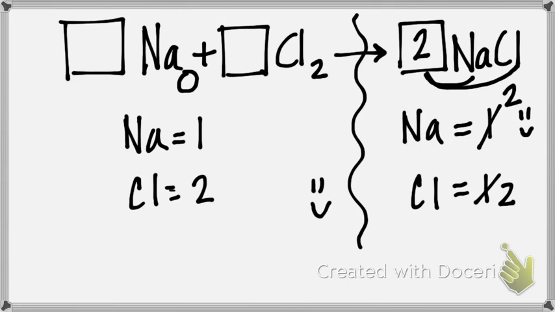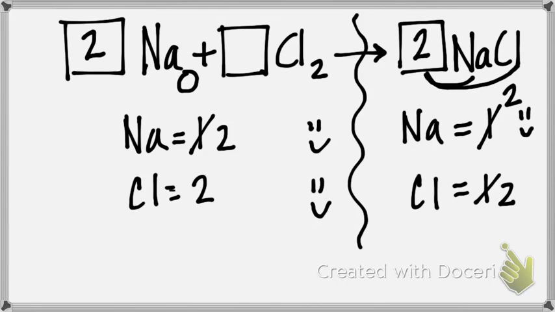So now my chlorine is okay, but I've messed up my sodium, and that's kind of the way things work with balancing. You make a step and it normally messes something else up. But I can easily fix the sodium. Now I'm looking at my sodium going from 1 to 2, and I can't create matter, so I have to fix that. I can fix it by putting a 2 there, because 2 times 1 is 2.